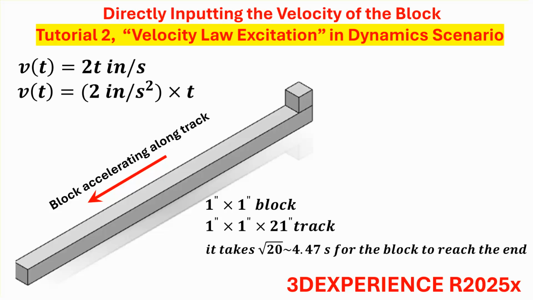Now, I want to remind you that this was also done in the other playlist, the kinematics scenario. But there, it was exactly the same problem, except that there, I did not input the velocity profile directly. I had to start from acceleration. Given the acceleration, 2 inch per second squared, I said that, okay, velocity is integral of acceleration, which is 2t inch per second, and then integrated backwards again to get the position.